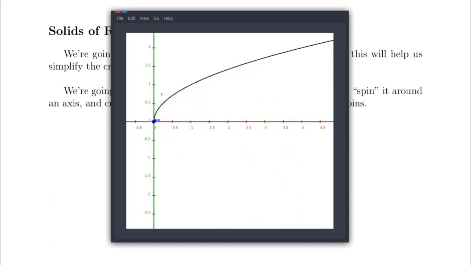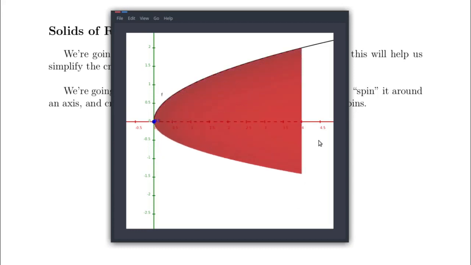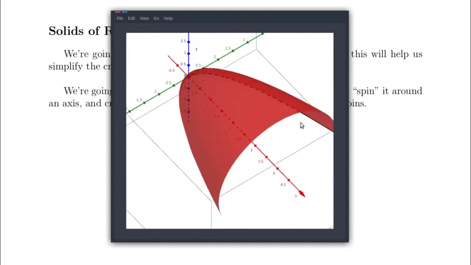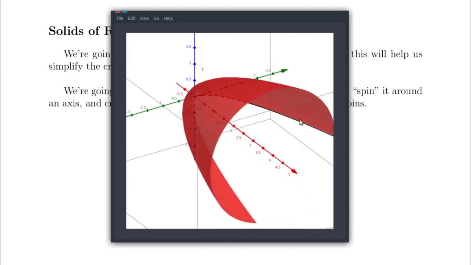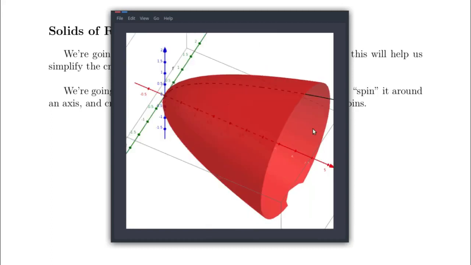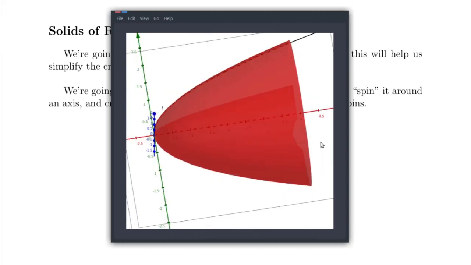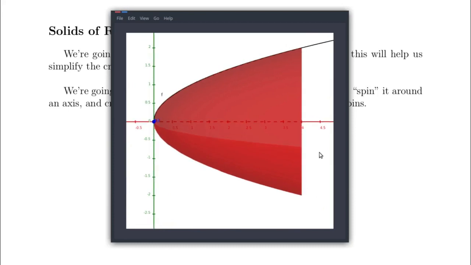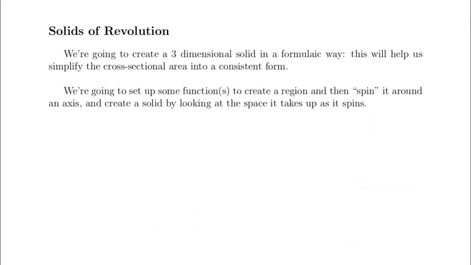And we start revolving it around the x-axis right now. And you can see that as our square root function turns around our x-axis, we create this kind of cup image. So this is going to be really nice once we get a handle on the visualization, because again, these solids are going to be formed in this consistent formulaic way. So that will be really, really helpful for us.